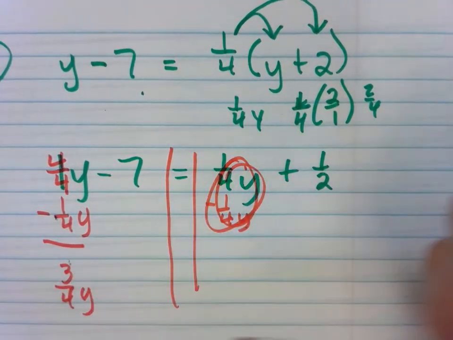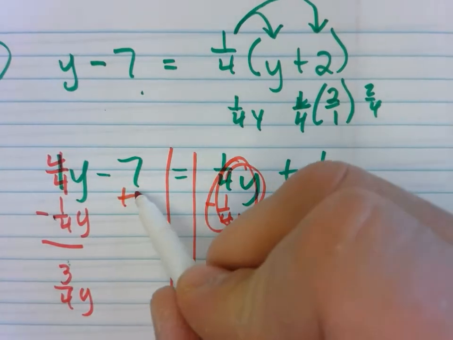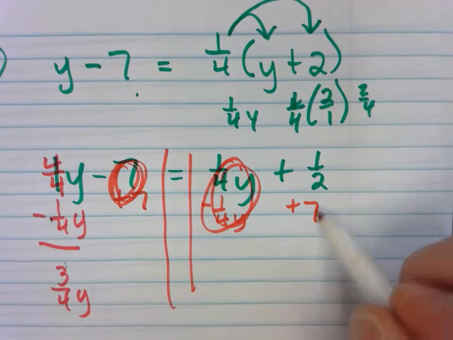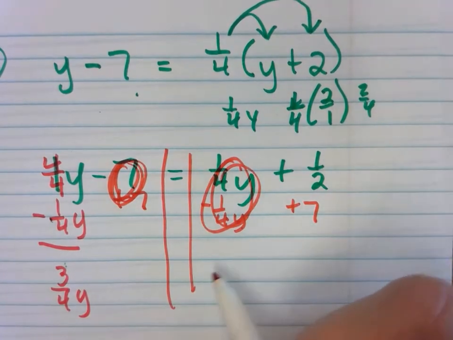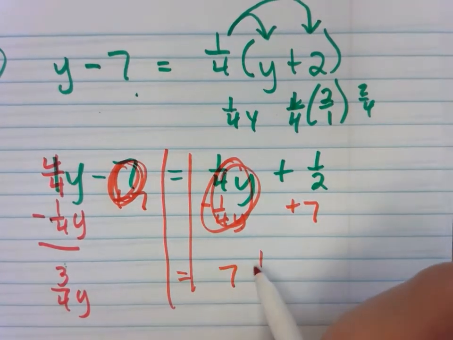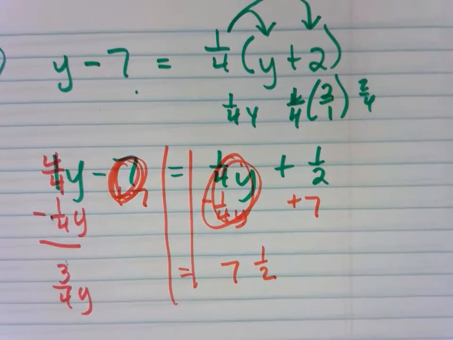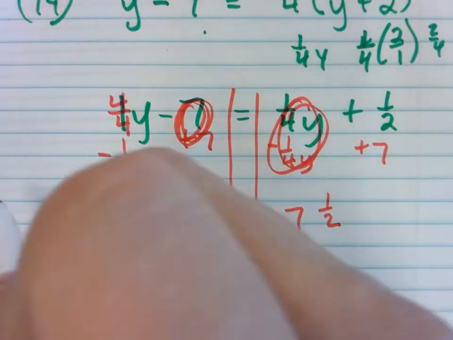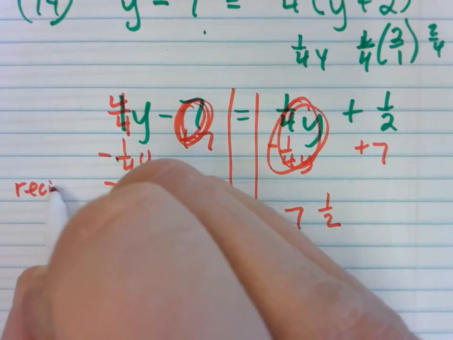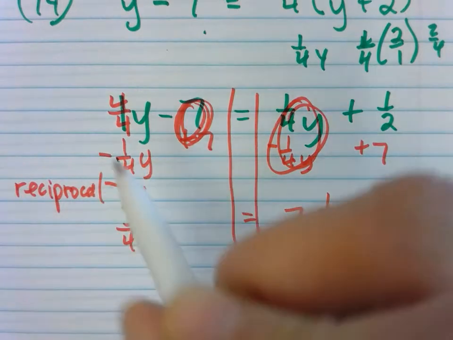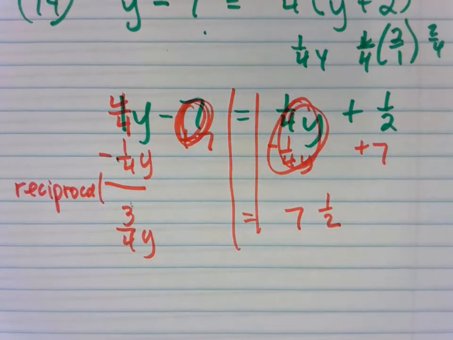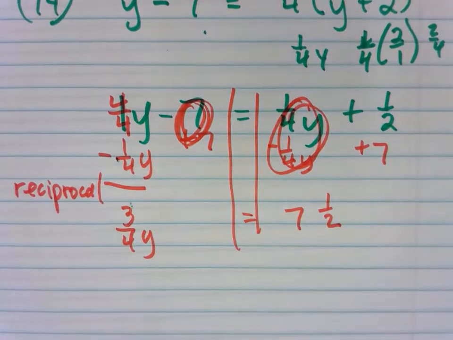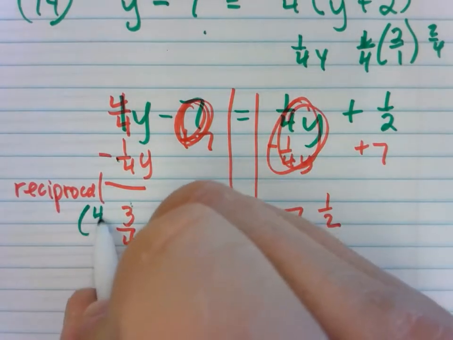So I've got 3/4 y over here. That means I've got to add 7. Over here I've got to add 7. Those cancel out. 7 plus a half is 7.5. Here's the tricky part. I need you to pay attention right here. To cancel out 3/4, you've got to multiply by the reciprocal. I know we talked about this the other day. So what's the reciprocal of 3/4 that you've got to multiply by? Well, if you take that and flip it over, that would be 4/3.